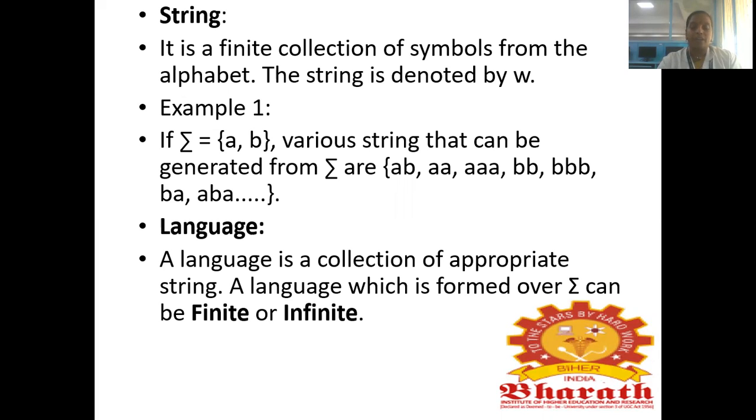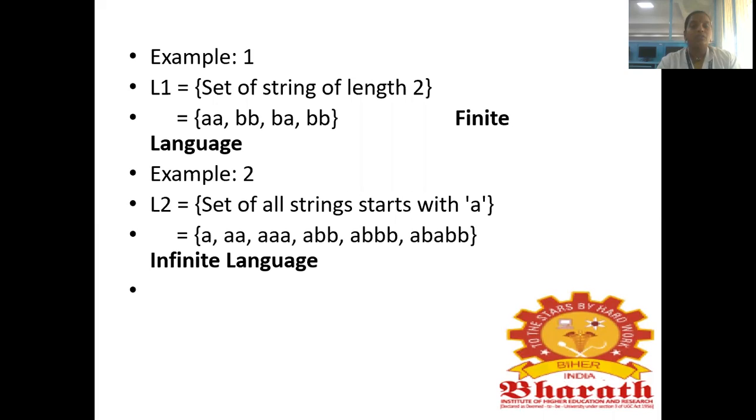One is finite, the next one is infinite. So what is finite? A set of strings whose length is the same. For example, L equal to the set of strings of length 2. So all the characters and alphabets of only length 2. That is called a finite language.